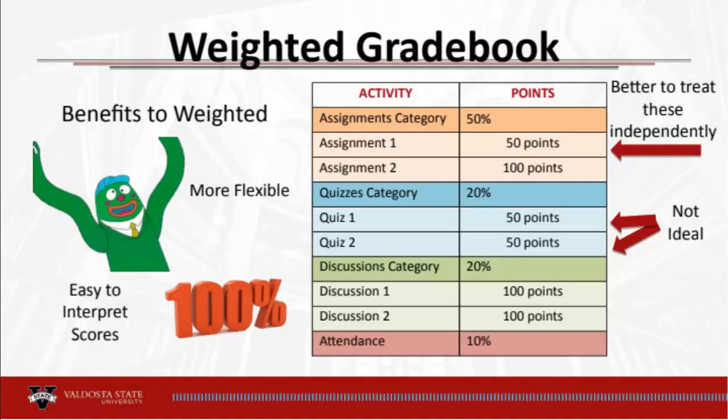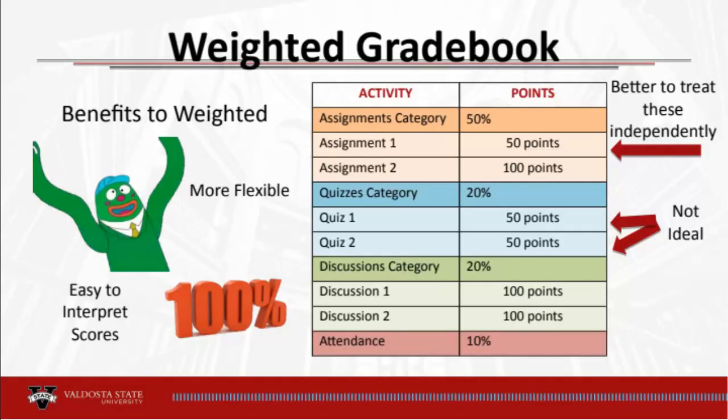I want to highlight what I put here, which is not ideal, next to the 50 points in the quizzes category. The reason I said that's not ideal on this slide is because there's no need for that. You can make them both out of 100 points, which facilitates interpretation, right?